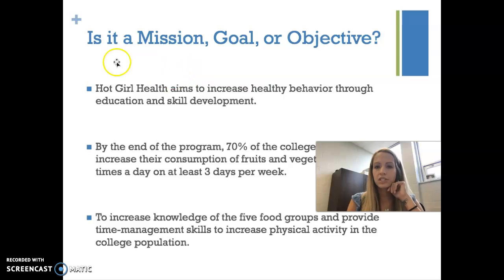Okay, so this first one, if you were thinking about the mission statement, you would be correct here. This second one is your objective. And this third one here is your goal. And so remember that this objective here is going to help meet your goal. And then your goal is a little bit more specific than what your mission statement listed.